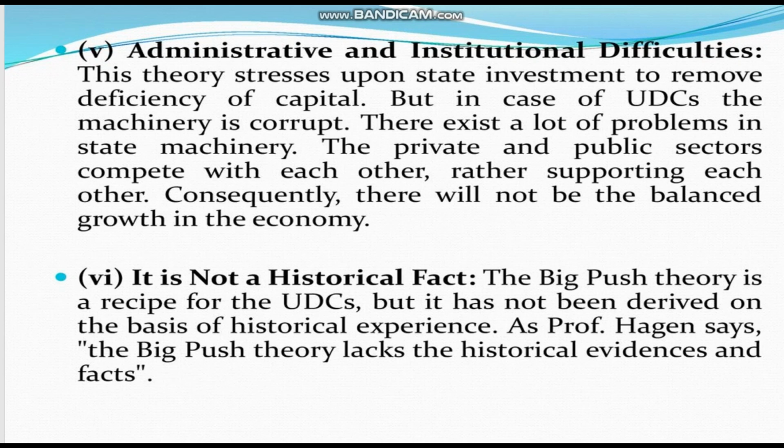Fifth one is administrative and institutional difficulties. This theory also stresses upon state investment to remove deficiency of capital. As I have told you, there are four major elements. First is government role, second is saving, third is foreign capital, fourth is foreign trade. So here there is a deficiency of capital. This theory stresses upon state investment to remove deficiency of capital.